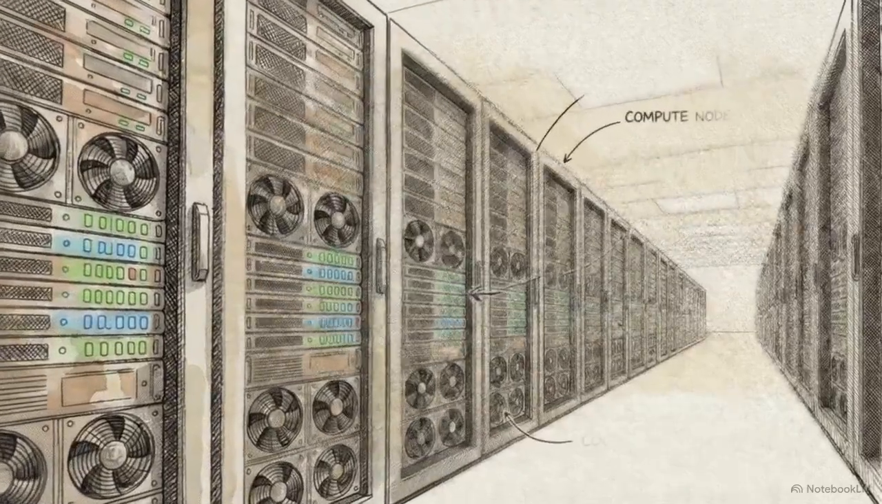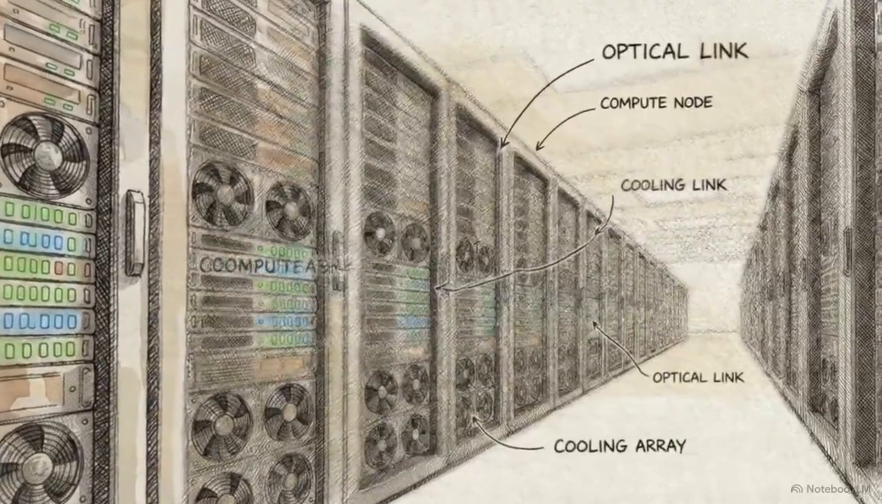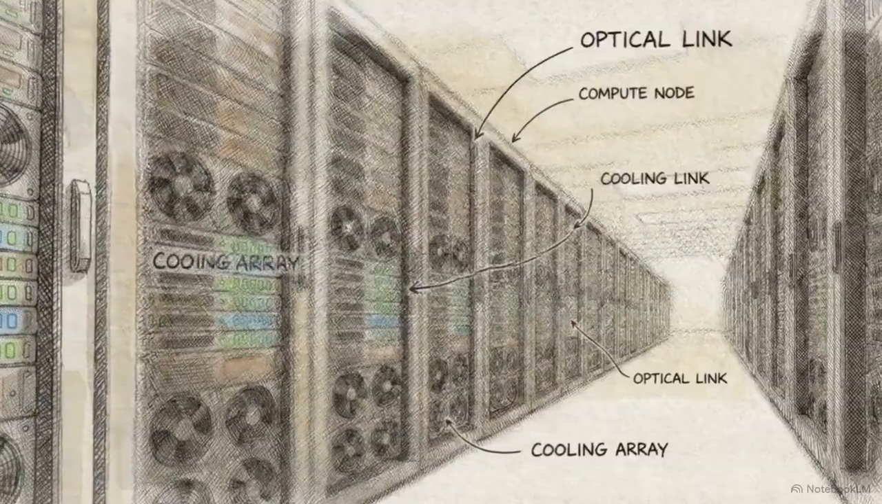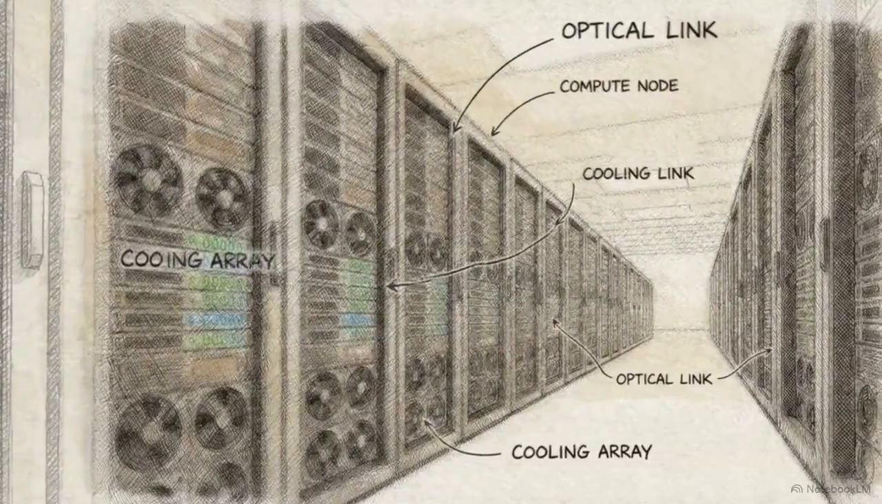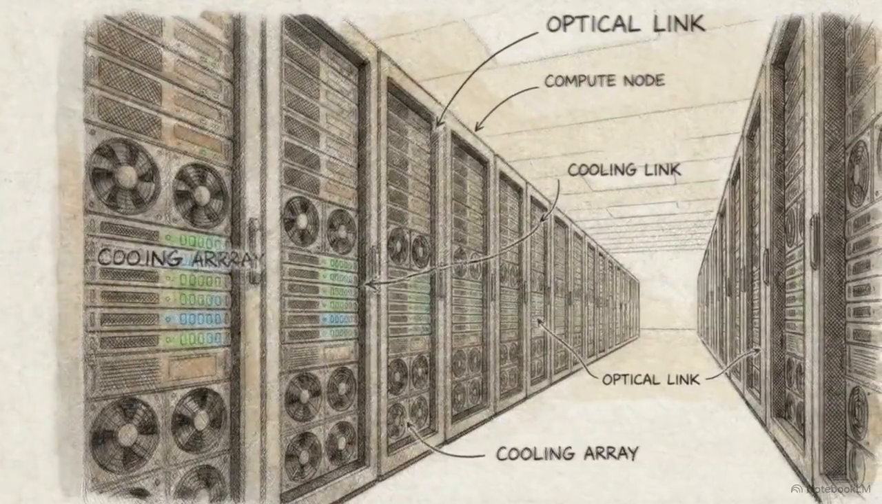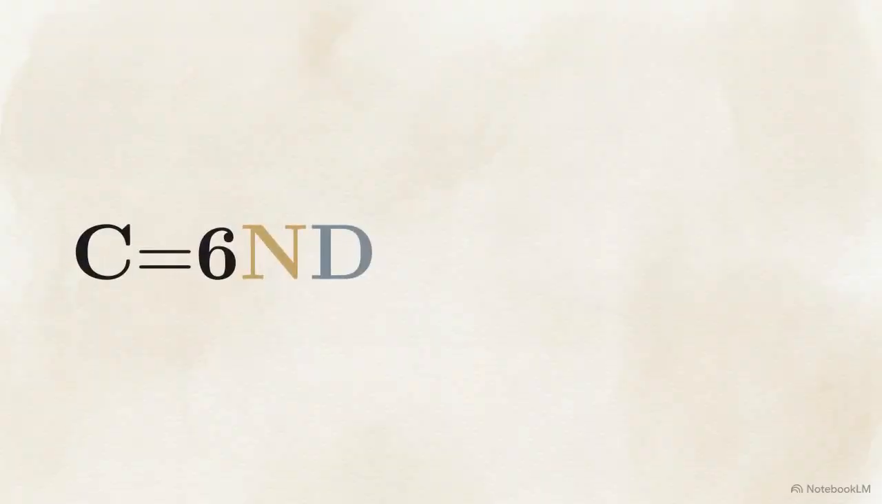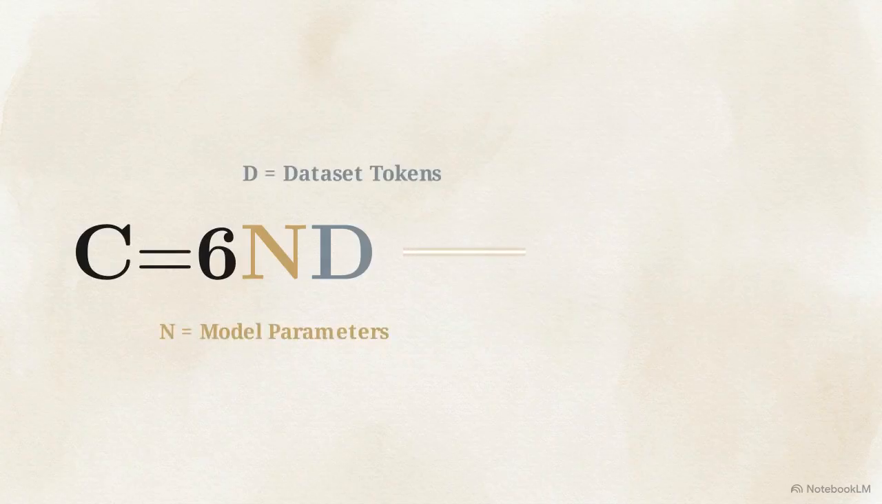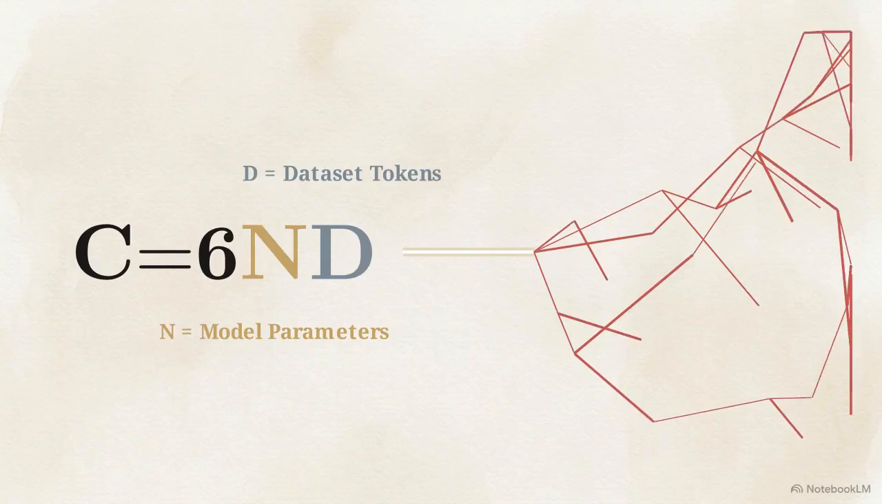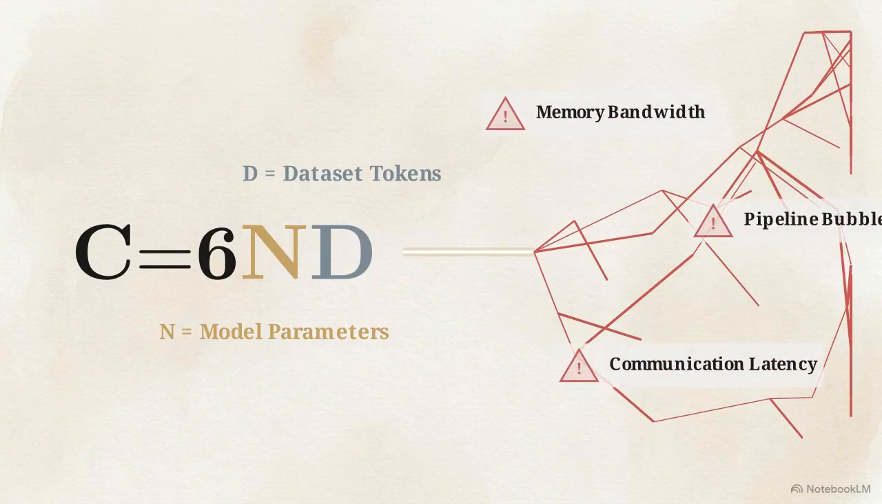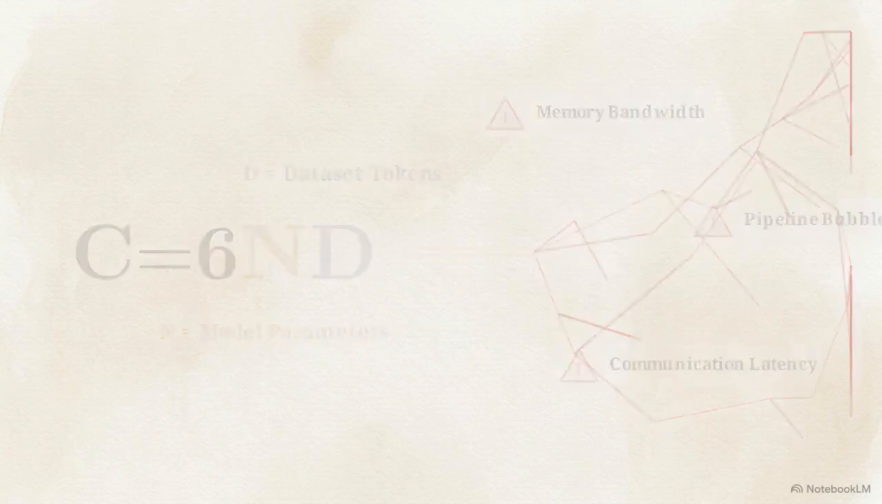Modern large language models require server clusters of staggering physical scale. Training a frontier model consumes tens of thousands of GPUs, running continuously for months. To estimate compute, we use C equals 6ND, 6 times model parameters times dataset tokens. But this theoretical linear path hits a dense web of memory bottlenecks on hardware.